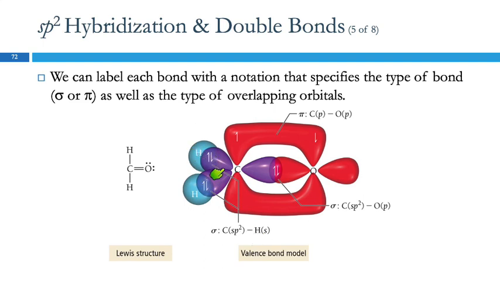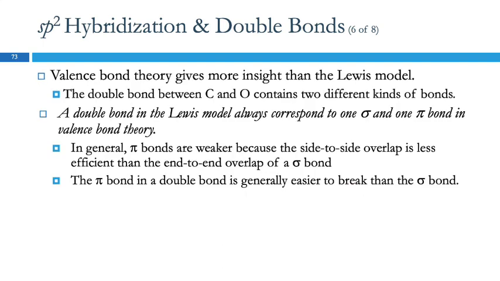And so these two bonds have the same notation because they're the same kind of bond. And then this guy, which is the part on the top and the bottom, is one bond. That's a pi bond, and that's between a p orbital on carbon and a p orbital on oxygen. Pi bonds are always between unhybridized p orbitals. The hybrid orbitals are always going to make sigma bonds. So we get more insight into the molecule and the bond than we do with the Lewis model.